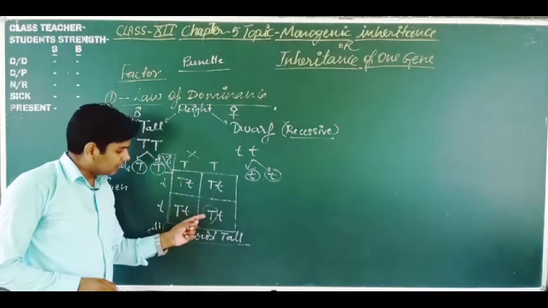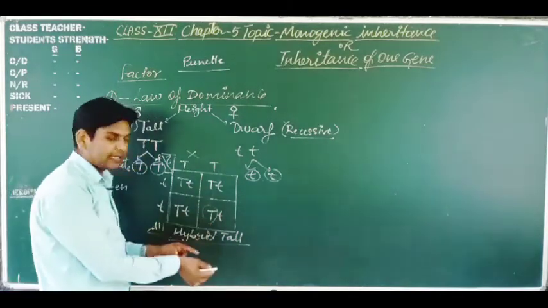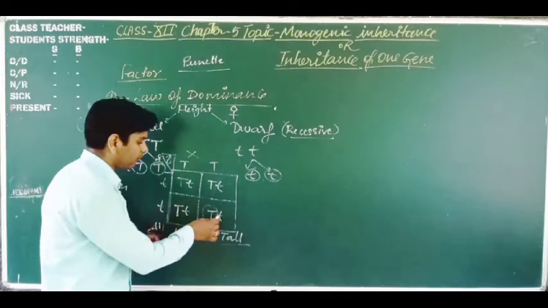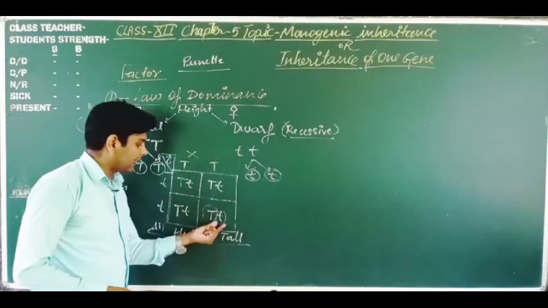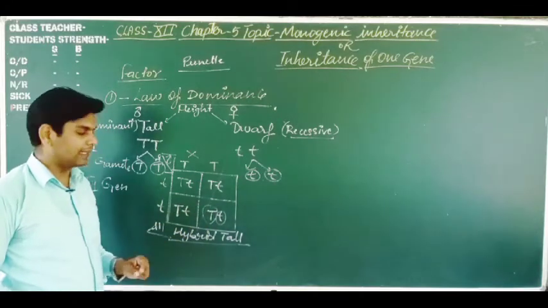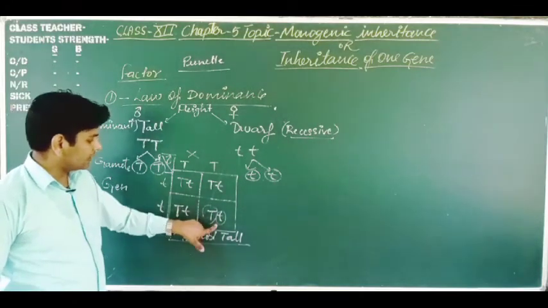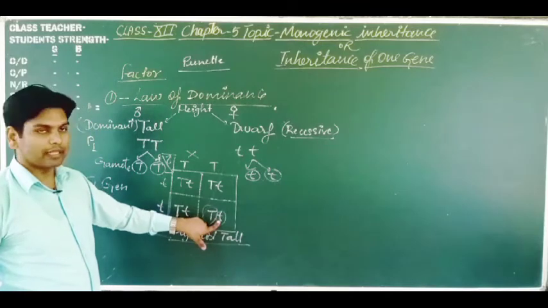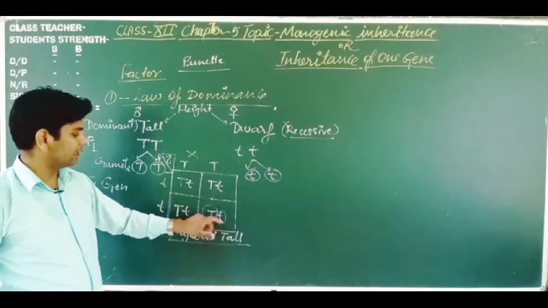Got it? So this is the dominant allele because it is exhibiting its character, but this one is the recessive allele because it is unable to exhibit its character or trait. That is why this is the recessive allele. So this is the dominant allele and this is the recessive allele.